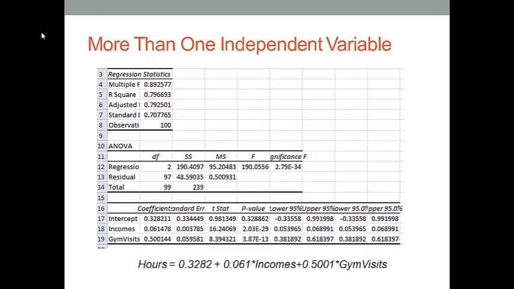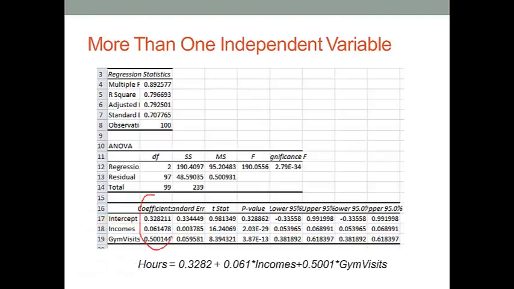0.38. 0.06 incomes plus 0.5 gym visits. And then plus 0.3282, right? Yeah, the intercept. First, we want to look at the coefficient.